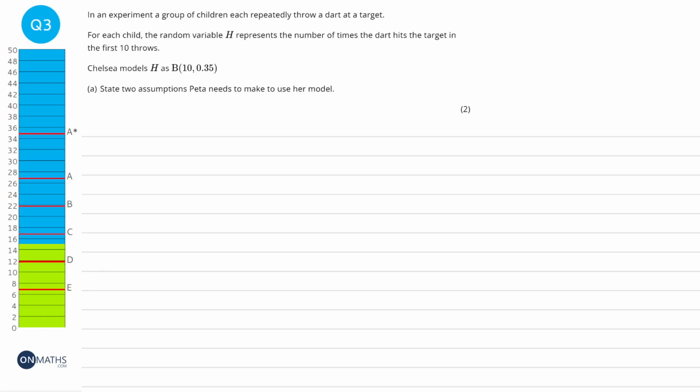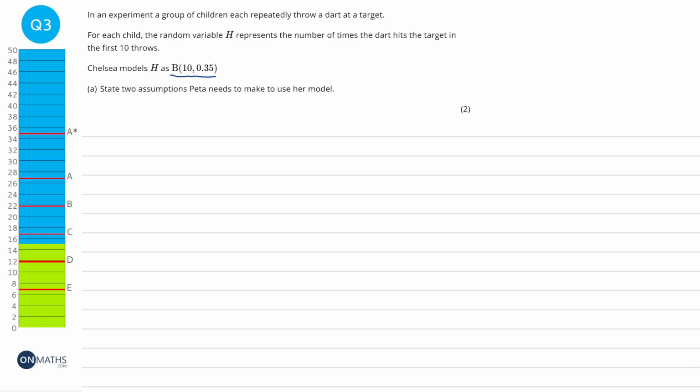We can see that Chelsea's modelling this experiment with the binomial distribution, and the binomial distribution has 4 conditions. The first is that there are 2 possible outcomes, so it's either a win or a loss, or a success or failure. That there are a fixed amount of trials, because we need to feed in n, that there is a fixed probability of success, and that the trials are independent, so the probability of success is constant.